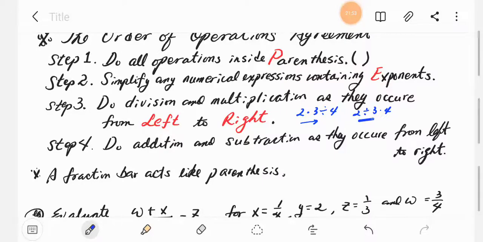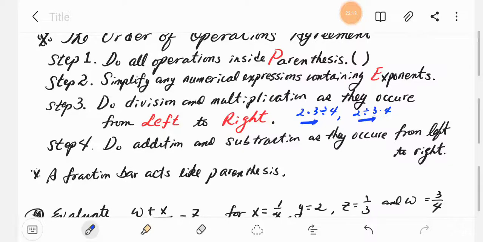You do it from left to right, as they occur. So multiplication and division, the first expression, are together, right? So what we do is do it from left to right, whether it's product or division.